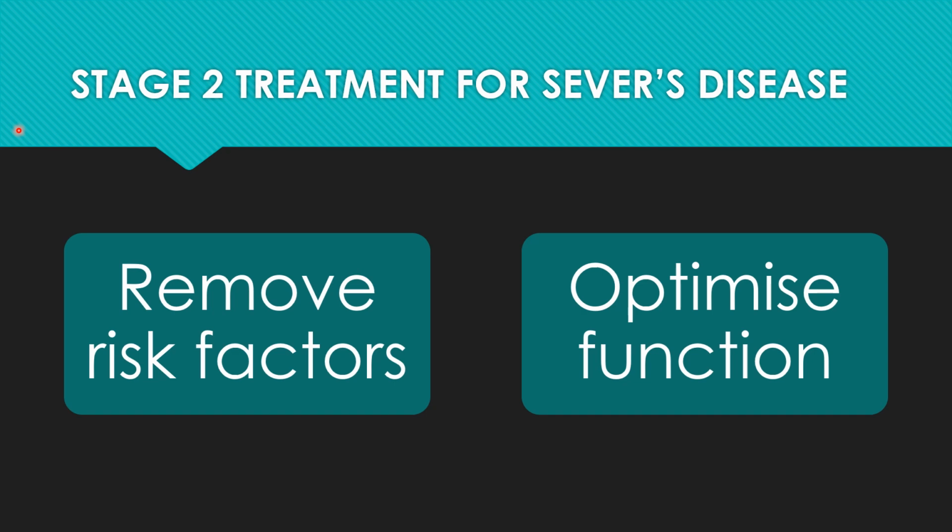Trying to get a 35-year-old who's got a sports injury to change their ways is much more difficult than if you've got a child that's been brought up on doing stuff in the right way. So once the symptoms have subsided quite a bit, we're then aiming our treatment at removing risk factors and optimizing function. And this is all about reducing the risk of future injury, future problems.